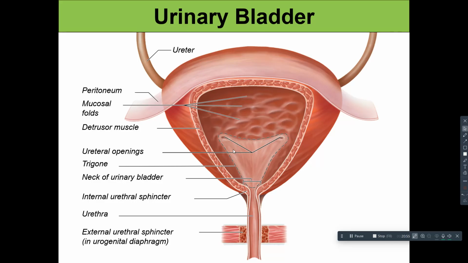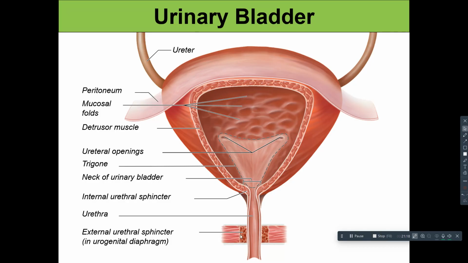And there is a smooth region, a triangular region with corners of these holes. And this is called the trigone, and it's going to help funnel urine into the urethra. The trigone is smooth, but the rest of the urinary bladder has mucosal folds, better known as rugae. And we see the urethra extending down here.